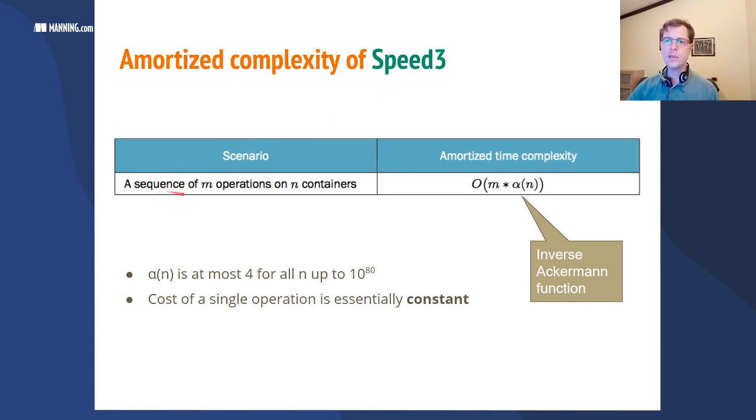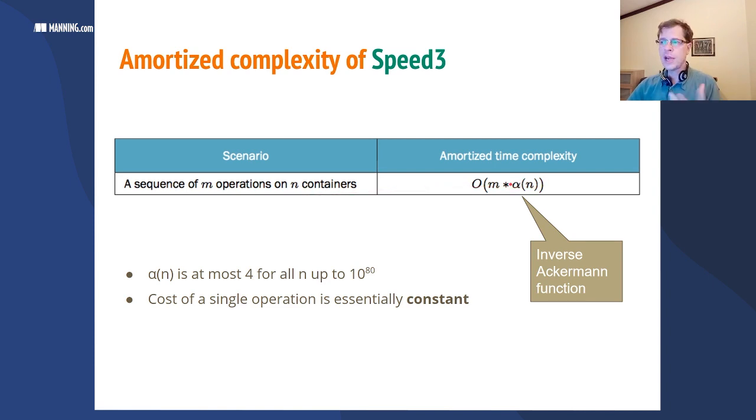If you measure the complexity of a sequence of M operations on N containers, so a long sequence of operations, you get an amortized time complexity, an average complexity for the whole sequence of operations, of M, the number of operations, times a special function called the inverse Ackermann function, denoted by alpha, of N, where N is the total number of containers. The good thing about alpha is that alpha of N is at most 4 for all N up to 10 to the 80, so 1 followed by 80 zeros. In other words, the inverse Ackermann function is essentially constant. It's not formally constant, but it's essentially constant. You can replace it with the number 4, which is a constant, up to humongous numbers of containers.